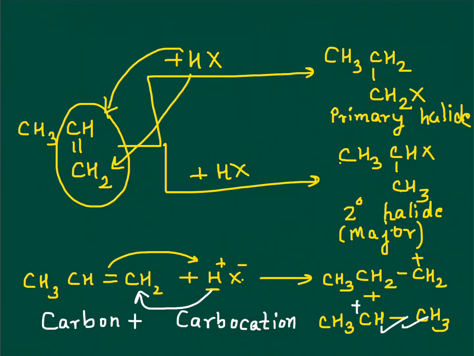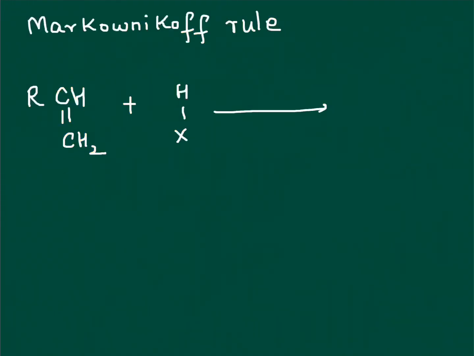Because this is more stable, now the halogen has to come and attack. Because the primary carbocation is not existing in a larger amount, what will happen is the halogen will come and attack the carbon which is positive, right? Giving us the 2-degree halide as the major product. This has been stated very clearly by a Russian scientist, known as Markovnikov rule.